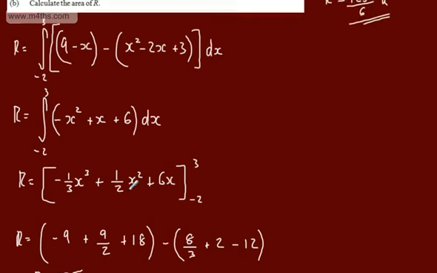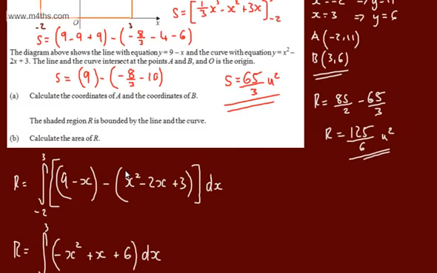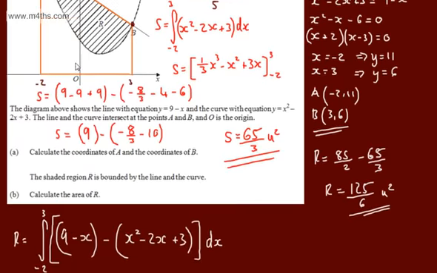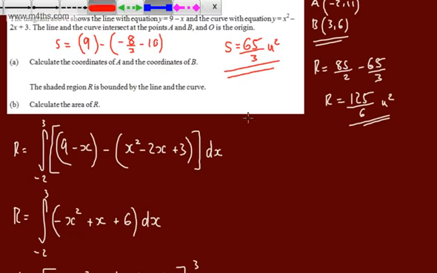So I've used an alternative method. I've relied on the fact that the integral is a summing tool and just said, well, the line is above the curve. We'll subtract the curve away and that will give us what's left over. Now, you have to be very careful with this.